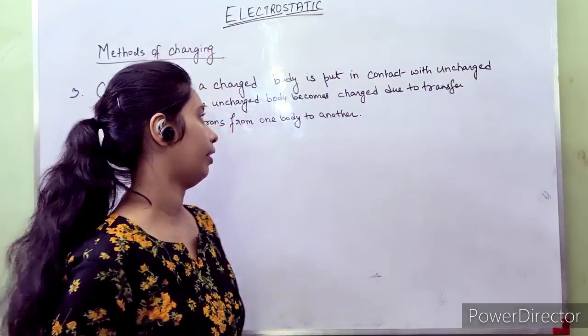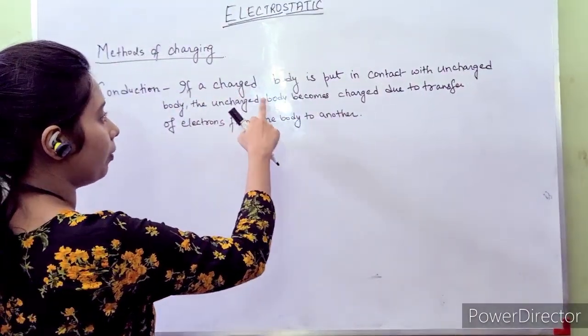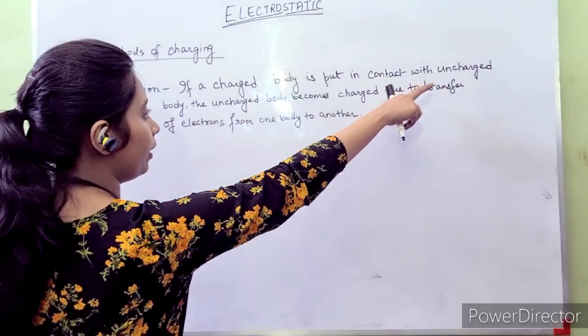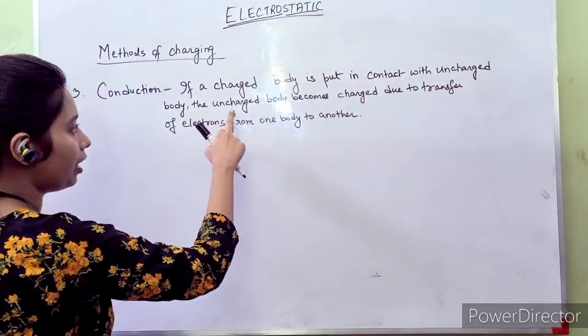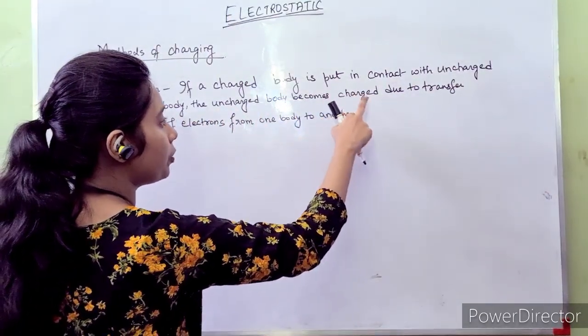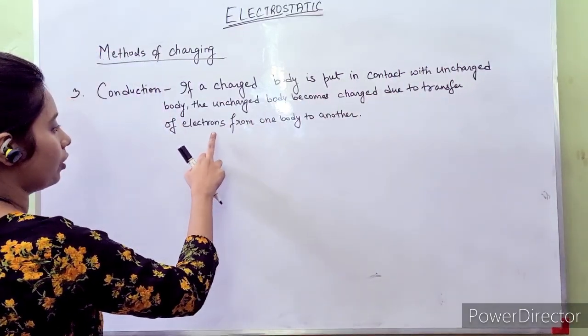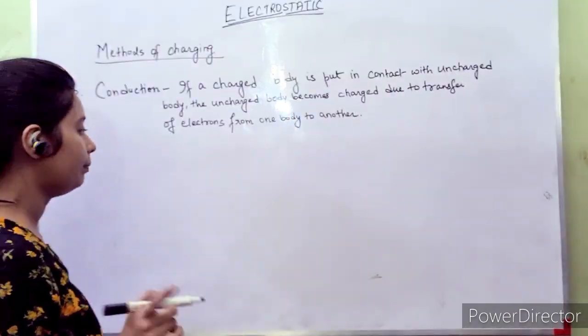What do you mean by conduction? If a charged body is put in contact with an uncharged body, the uncharged body becomes charged due to transfer of electrons from one body to another. Let me explain you.